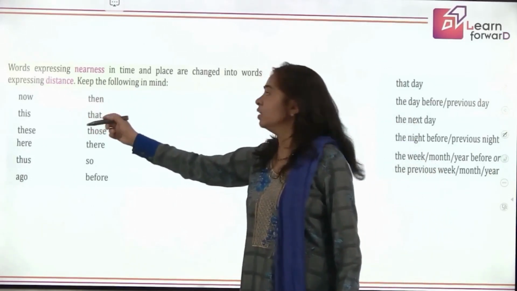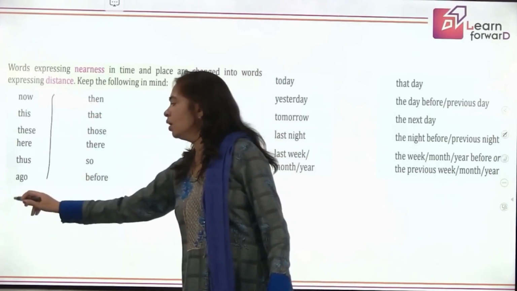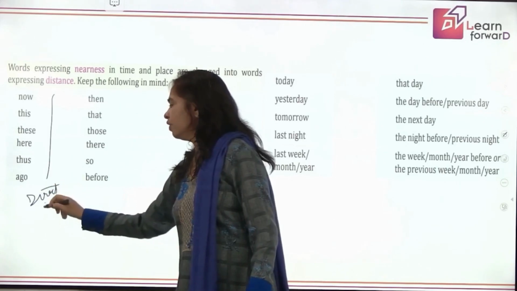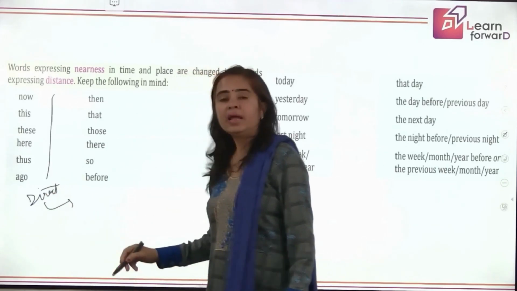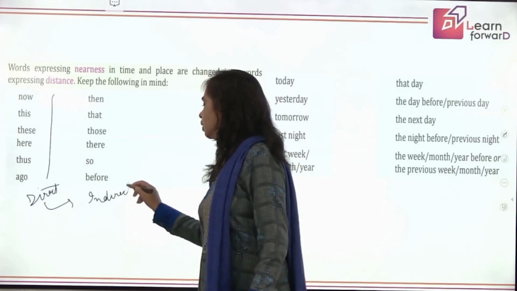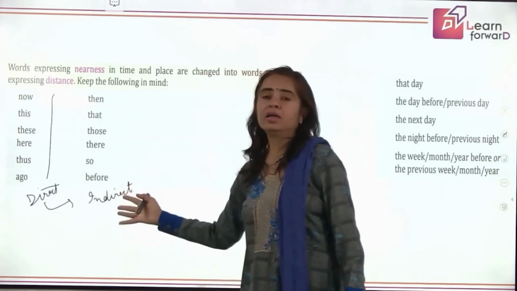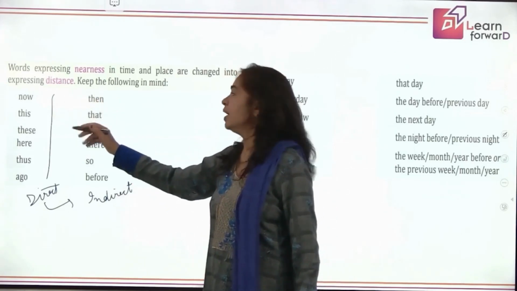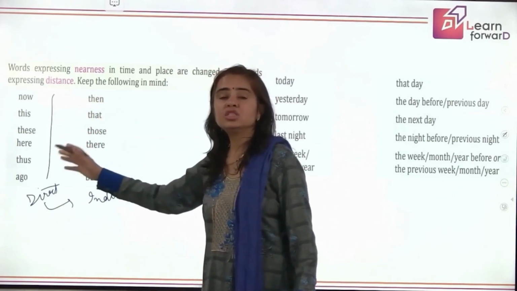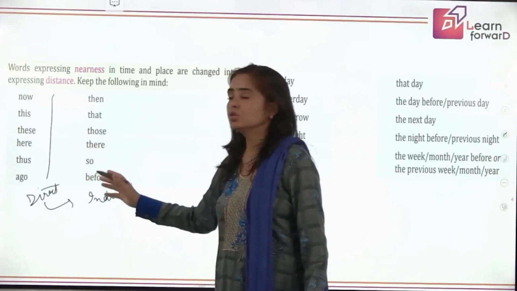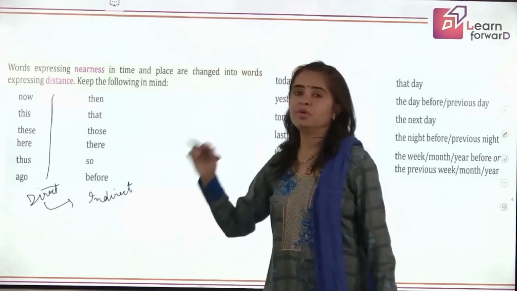So here we have some words that are changed in direct and indirect notation. If you have these words in your direct notation, when you change to indirect form, they are in these respective forms: now changes to then, this, that, these changes to those, here becomes there, thus becomes so, and ago becomes before.